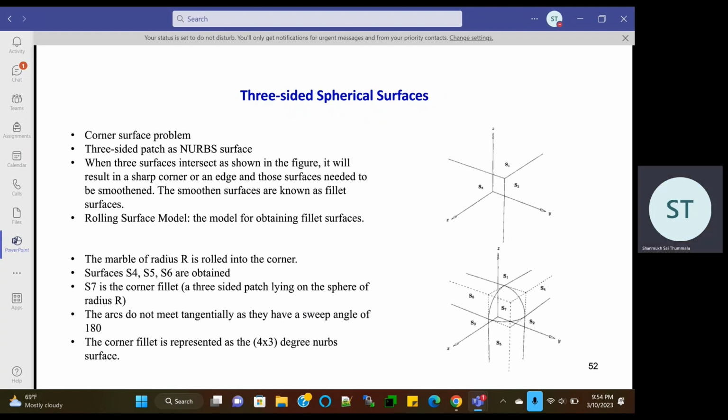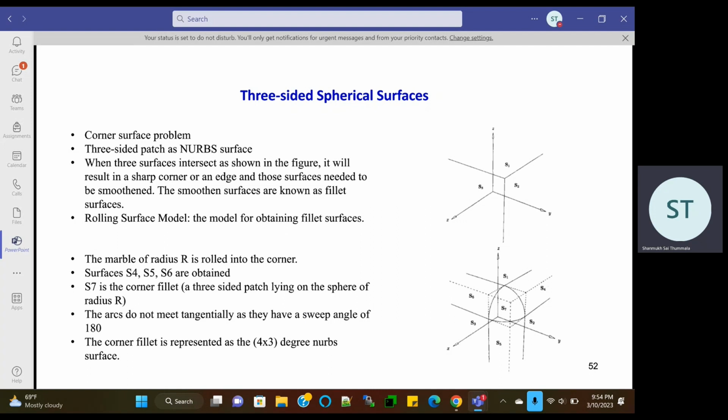Moving to the next topic, it's the three-sided spherical surfaces. Now let's see a corner surface problem where a three-sided patch occurs as a NURBS surface. When three surfaces intersect as shown in the figure, it will result in a sharp corner or an edge, and those surfaces need to be smoothened, and the smoothened surfaces are known as fillets. And the rolling ball model would be the best for obtaining fillet surfaces. Here you can see the three surfaces S1, S2, and S3 are as follows.